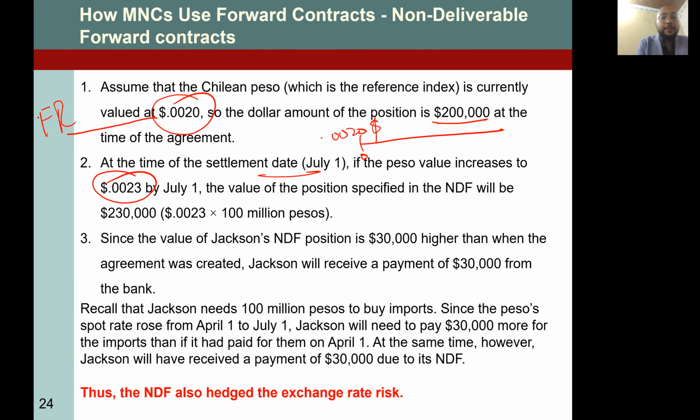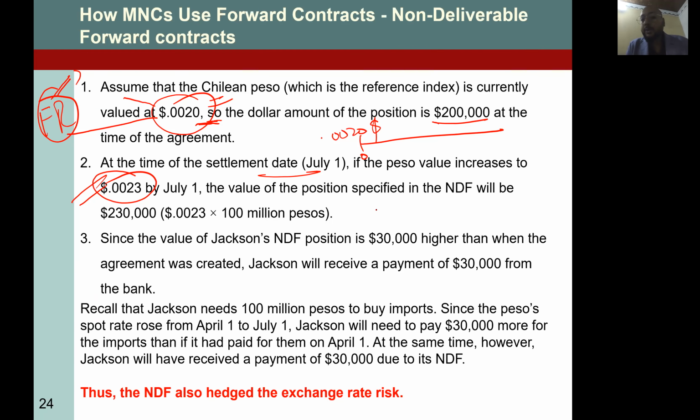This is also our forward rate, because the current spot rate is also our forward rate. Here it is not mentioned, but don't worry about that. I think I copied wrong. So this is also the current spot rate, and they also enter into the same amount of forward rate as well. So the forward rate is 0.0020. At the time of delivery, no matter what the rate is in the market, it is 0.0023, but you will settle on the forward rate.